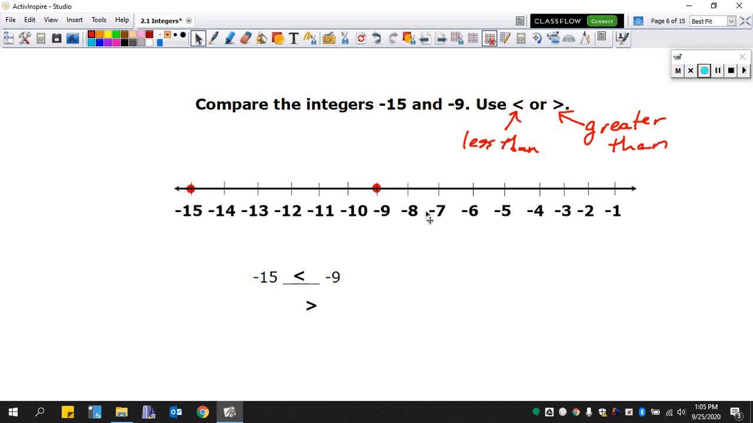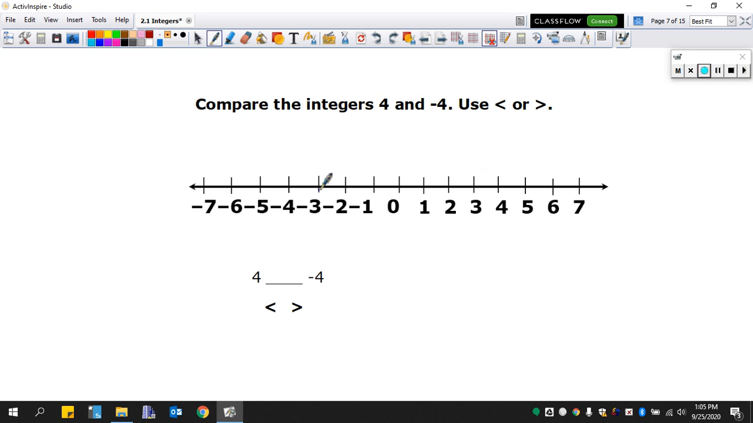If I have this symbol and I draw that, that means less than. So we're talking about this arrowhead. If we're talking about this, it points to the right. If I draw my little arrow, that means greater than. Make sure that you know which one is which, because that's a common mistake that I see. All right, so -15 is less than -9.